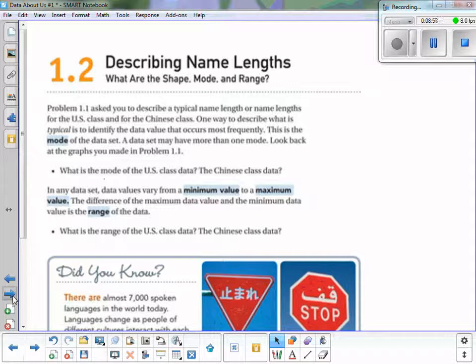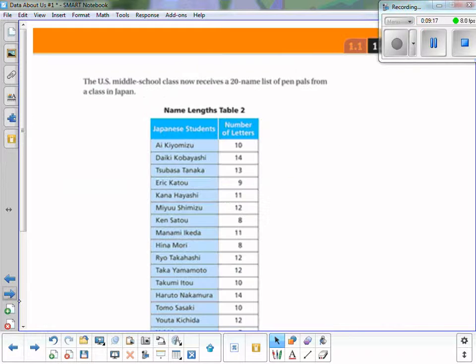In any data set, data values vary from a minimum value to a maximum value. The difference of the maximum data value and the minimum data value is the range of the data. Okay, and range talks about how spread out it is. So we are going to investigate a new set of names today. We've investigated US names, Chinese names, and Korean names, and today we're going to look at some Japanese names.